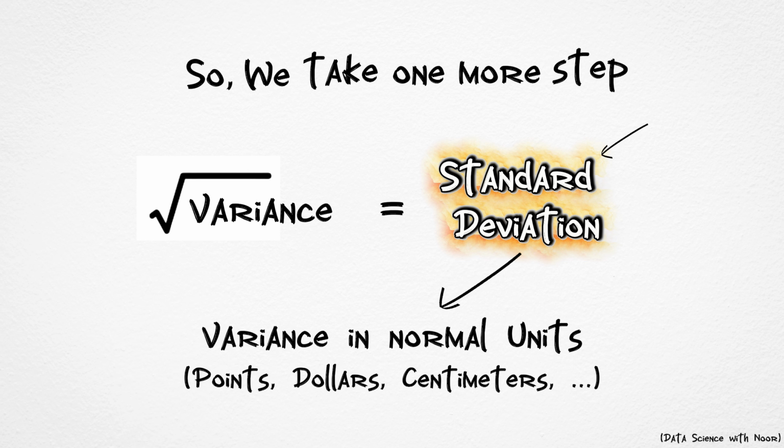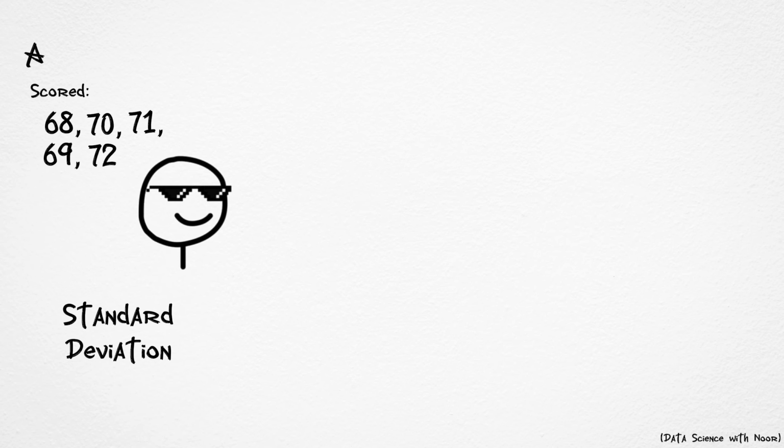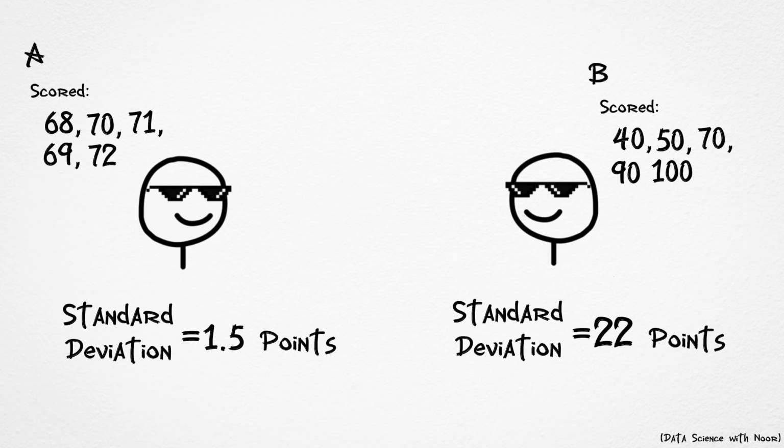This is the one you will see everywhere in news articles, science papers, finance, sports stats. For friend A, the standard deviation might be around 1.5 points. For friend B, it might be around 22 points. The difference tells you everything. Friend A is reliable, friend B is unpredictable. Same average, completely different story.